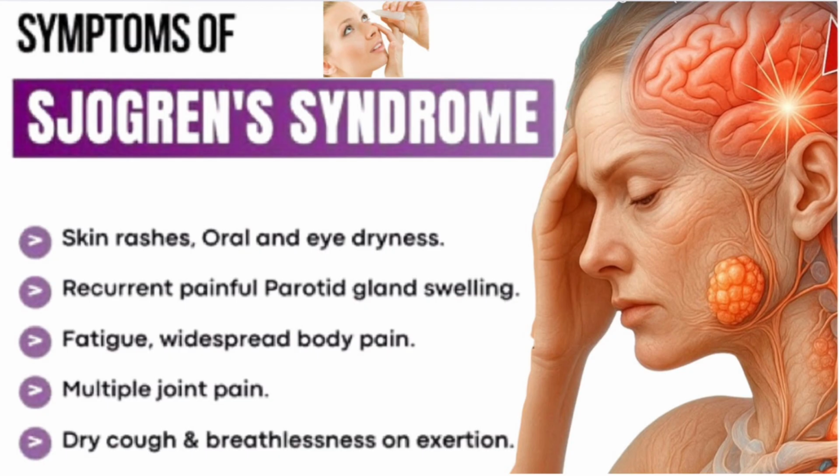Then comes salivary gland evaluation. Scintigraphy or sialography shows delayed secretion of tracer material. In uncertain cases, a minor salivary gland biopsy from the lower lip is performed. This biopsy typically shows focal lymphocytic sialadenitis, clusters of lymphocytes around glandular ducts, which confirms the diagnosis.